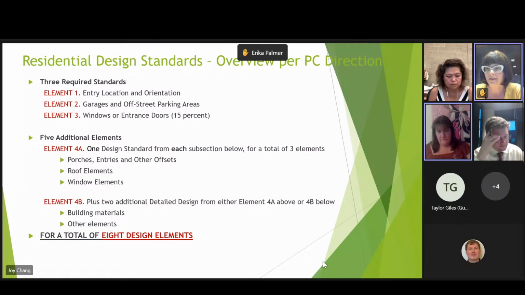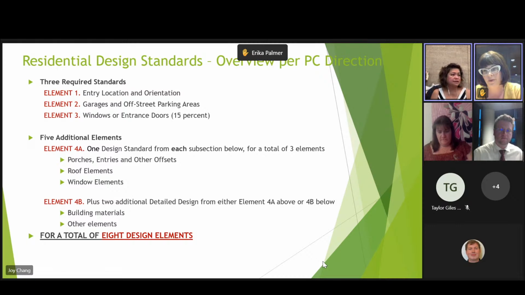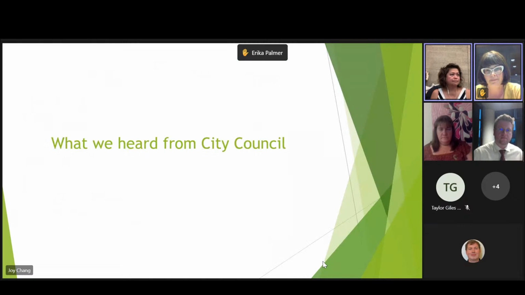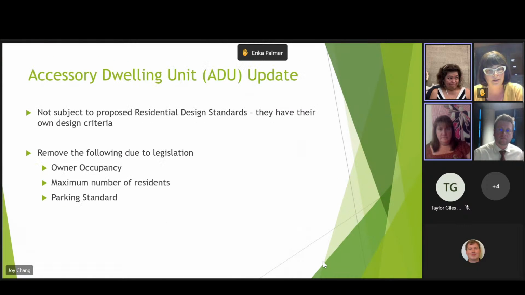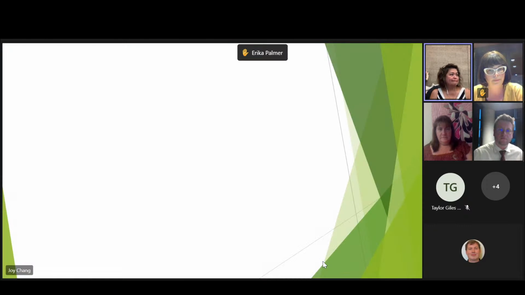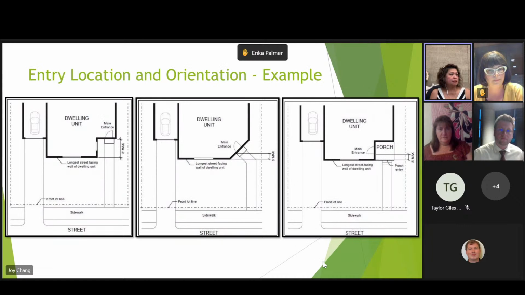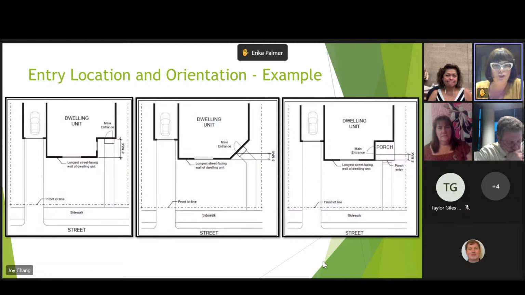So Joy, I think yes. I think we have a visual on this. Yes. Let's pull that up really quick. I think it's towards the end. So let me just. There you go. This visual? Nice. Yes. Thank you. So this provides a visual of different examples of where the front entry location could be.